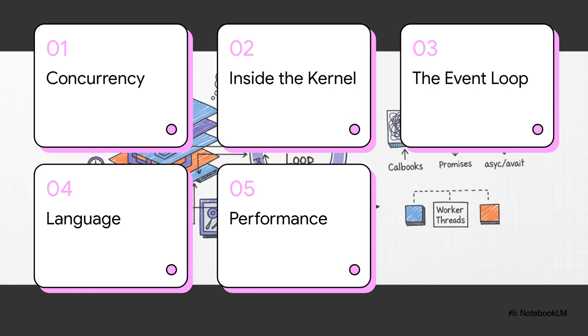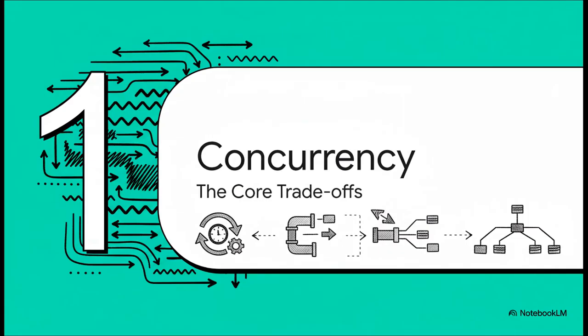So here's our game plan. First, we're going to start high level with the big trade-offs in concurrency to really get why we even bother with async. Then we're going to dive deep, right into the OS kernel. After that, we'll pop back up to look at the event loop, the language itself, and wrap up with some really critical performance patterns and pitfalls. All right, let's kick things off.